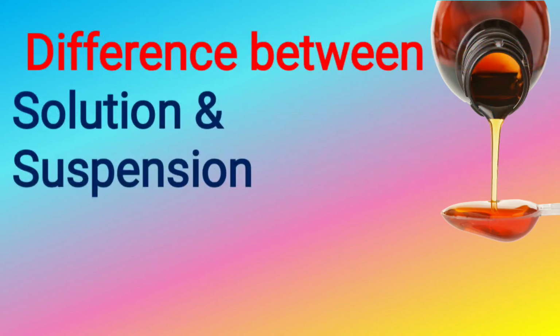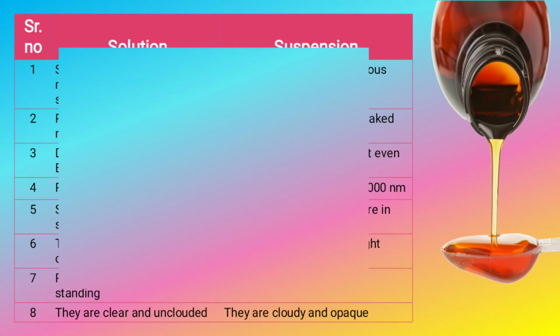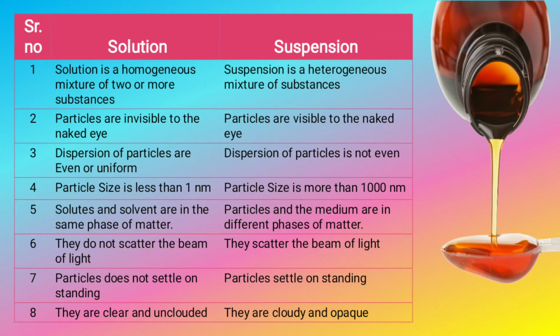So let's begin, students. The first difference is between solutions and suspensions. We can define a solution as a homogeneous mixture of two or more substances, whereas a suspension is a heterogeneous mixture of substances. Particles are invisible to the naked eye in a solution, whereas particles are visible to the naked eye in a suspension.